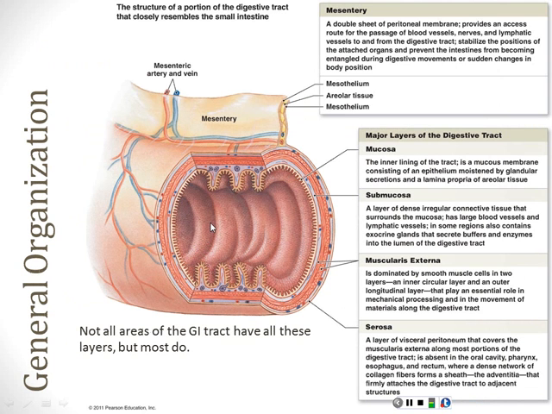So the vast majority of the GI tract shares a lot in common with each other. And so this is sort of the typical look or layers of the GI tract. So this is most of your small intestine. This is most of your large intestine. Even the stomach. They all have the same basic organization. All right, so let's go through it.